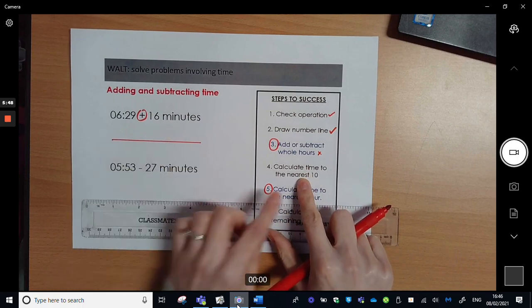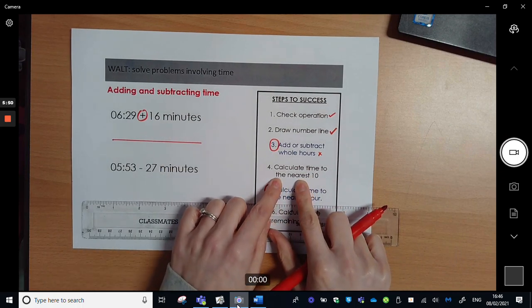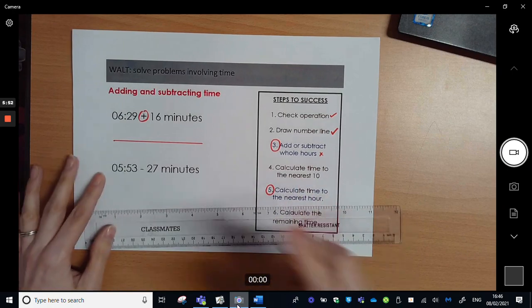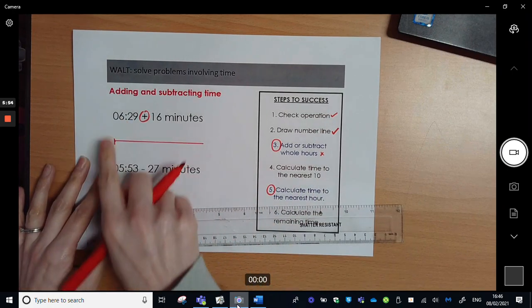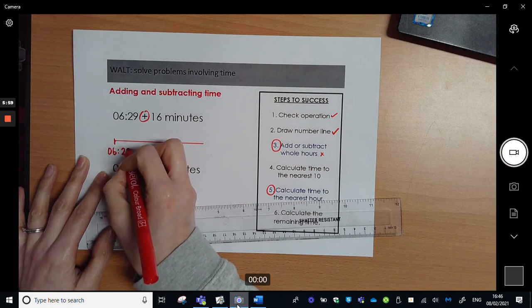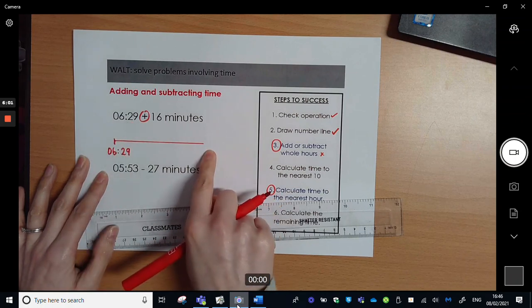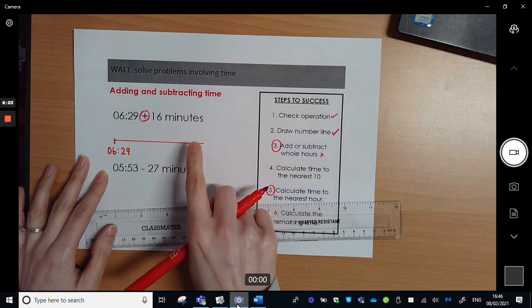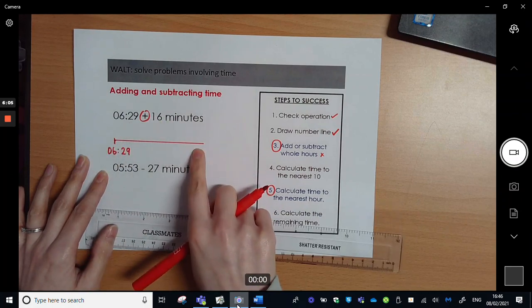So the next thing I'm going to do is calculate the time to the nearest 10. So let's have a look. So I'm adding on time, so I'm going to start at this side of my number line and label it 6:29, because that's the time that I'm starting with. I don't know what the time is I'm ending at, that's what I'm trying to find out. But I am adding on 16 minutes.